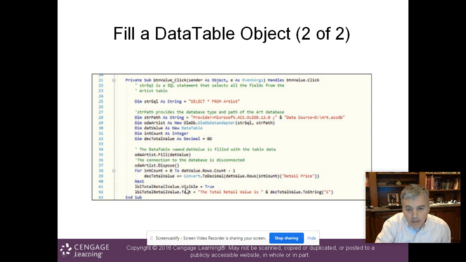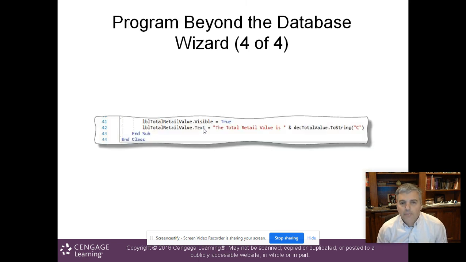And then we're going to display that in our label. So we're going to make that label visible, and then display that total value in that label. So pretty straightforward, pretty simple. Most of the stuff we've done already. Just a couple new things with connecting to the database here. And just a reiteration of that last line where we're displaying that total value in our label, just like we've done in all our apps.